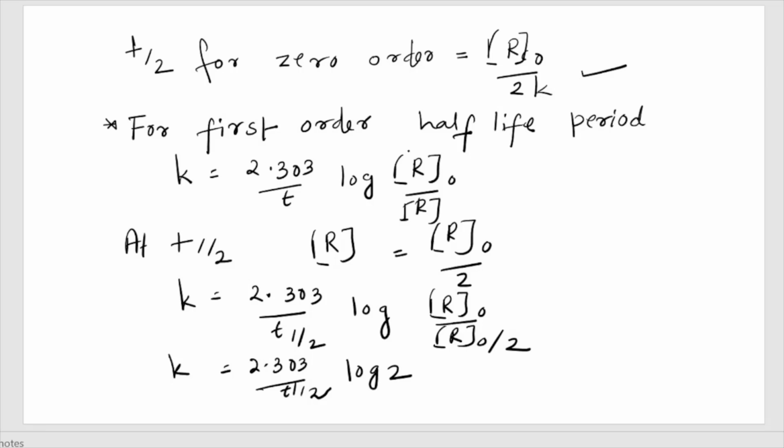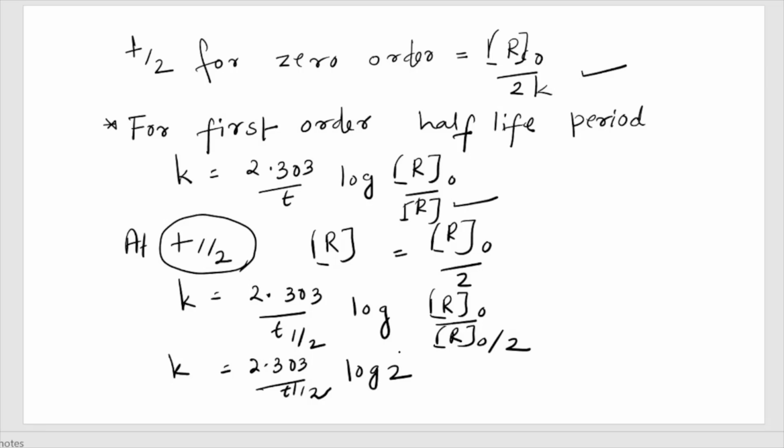Now for the first order half-life period. You know for the first order, what is the equation? K equal to 2.303 by T log R0 by R. So how to calculate T half? The time changes to T half. Then what is the value? R changes to R0 by 2. That means where there is R, you put R0 by 2.